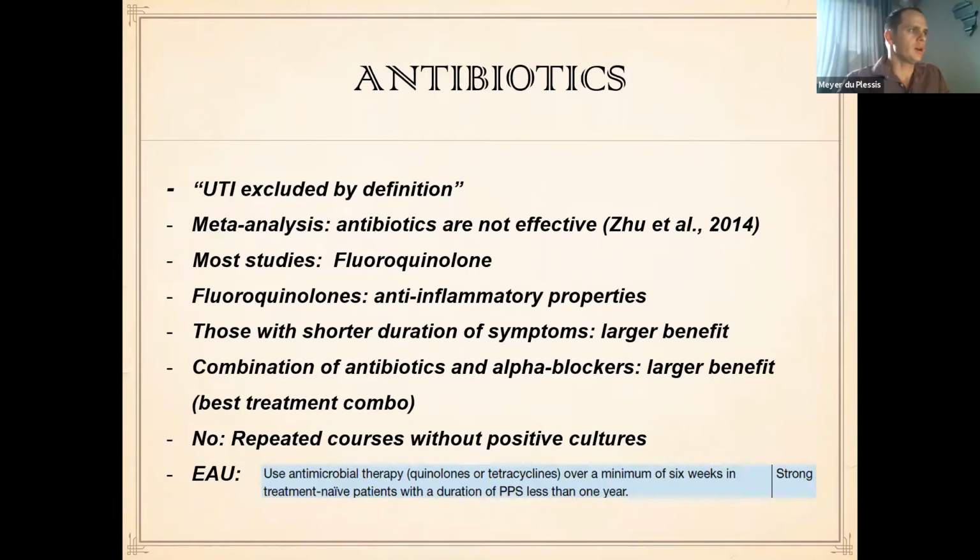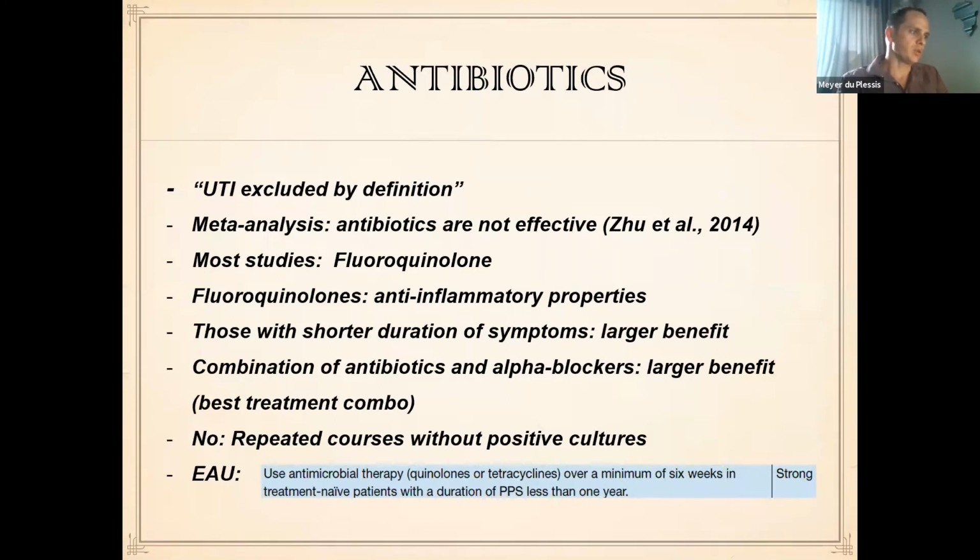They accumulate in the infective alkaline prostatic fluid, and they're also lipid soluble. One theory why there might be improvement with fluoroquinolones is that they have anti-inflammatory properties. Studies have shown that there is a larger benefit in those with shorter duration of symptoms, and that's why the EAU advises using antimicrobial therapy in those with symptoms for less than a year, and that it should be used for a minimum period of 6 weeks.